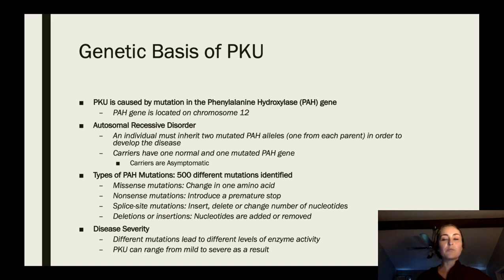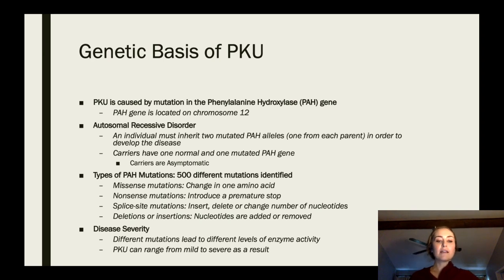And so this means that each parent must have been a carrier in order for a child to develop the disease. A child with both parents who are carriers has a 25% chance of inheriting the disease and a 50% chance of becoming a carrier themselves. Carriers, we know, have one normal gene and then one mutated PAH gene. Carriers are largely asymptomatic.